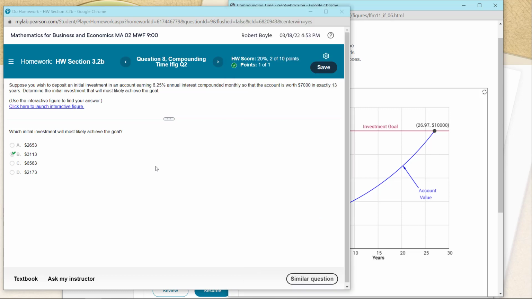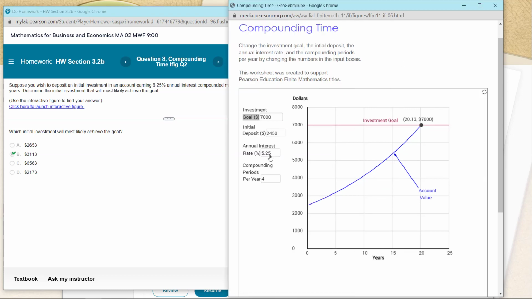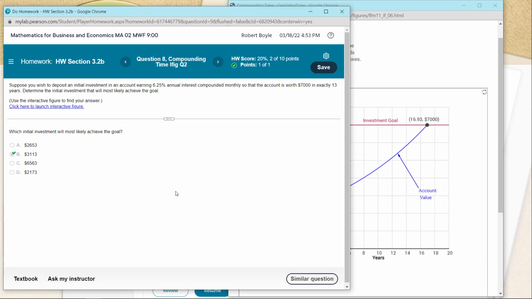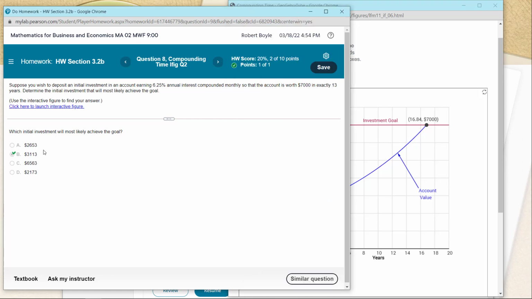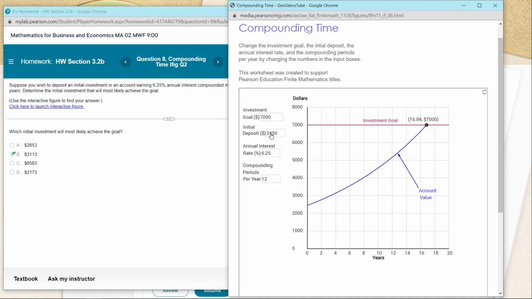We don't know what our initial deposit is. We know that our interest rate is 6.25%, so I'm going to change this to 6.25%. And we know that we are compounding monthly, so that is going to be 12. Okay, that's not 12, that's 17. So what we want to do is check each one of these answers and see which one of these is going to give us the number closest to 13. So let's go ahead with putting in 2653. 2653. That gives us 15.56.